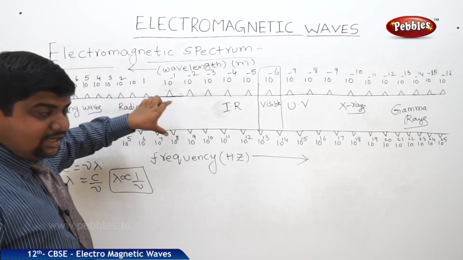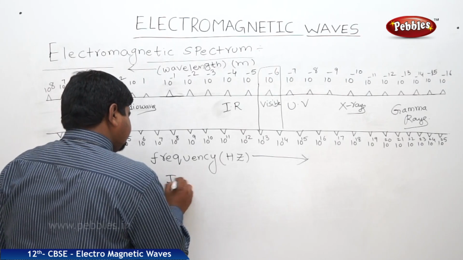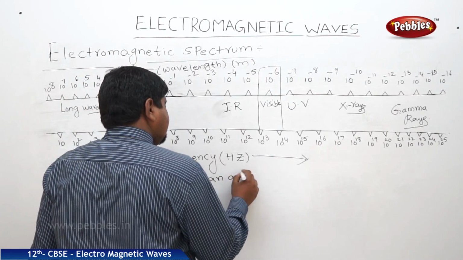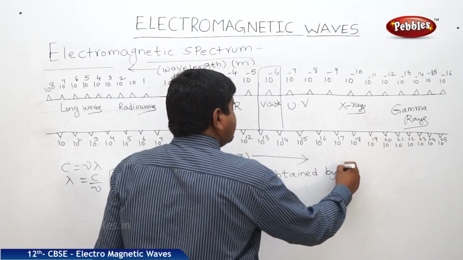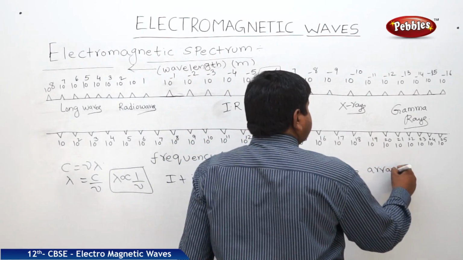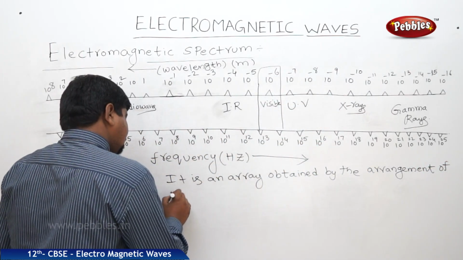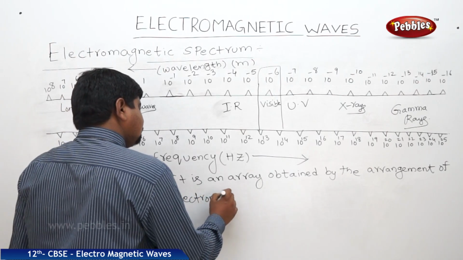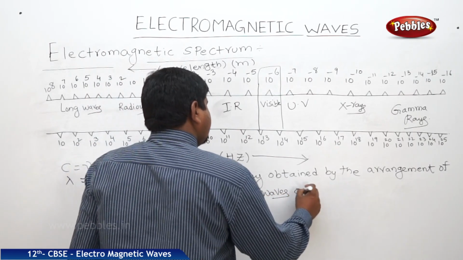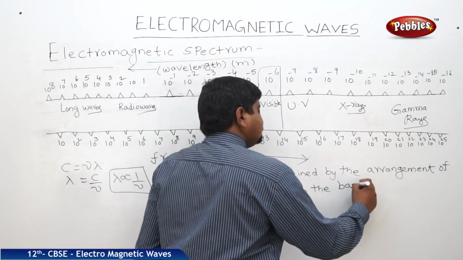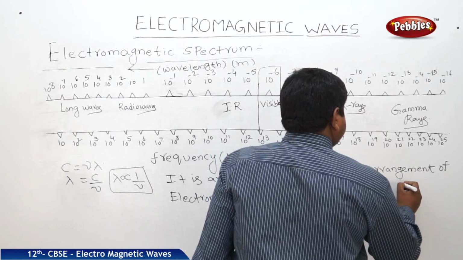So what is the electromagnetic spectrum? It is an array obtained by the arrangement of electromagnetic waves on the basis of their wavelengths.